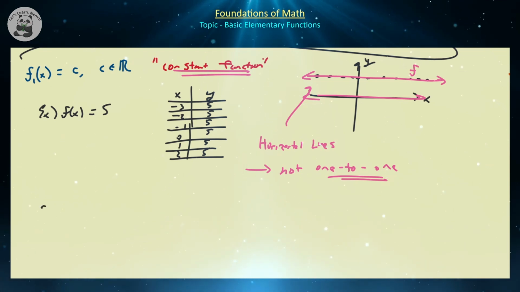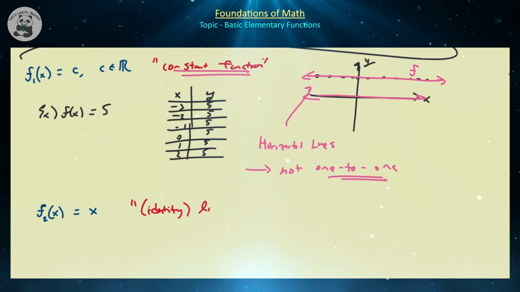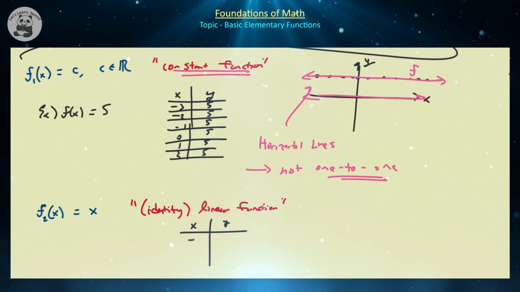Another function that is also a line is the general linear function, which we're just going to represent by f of x is equal to x. And this is referred to as the identity function. Some people also call it the identity linear function. So why did they give it this name? Again, let's construct a table of values. Minus 2, minus 1, 0, 1, and 2.